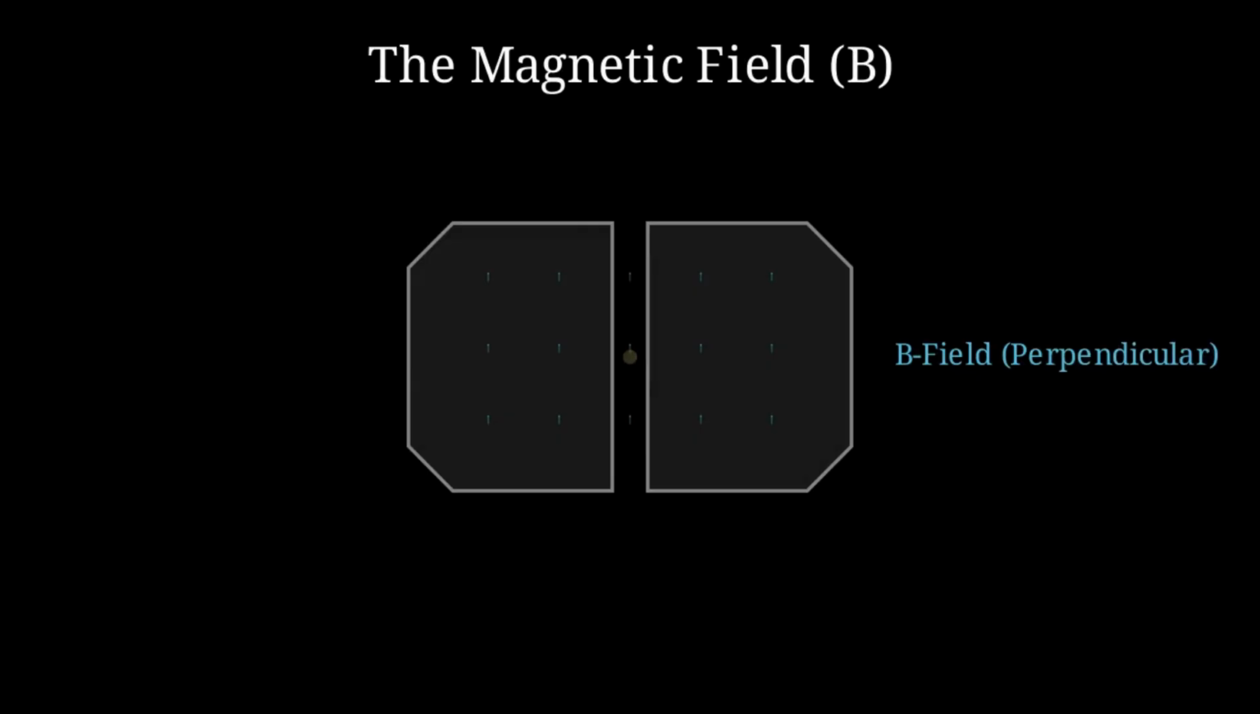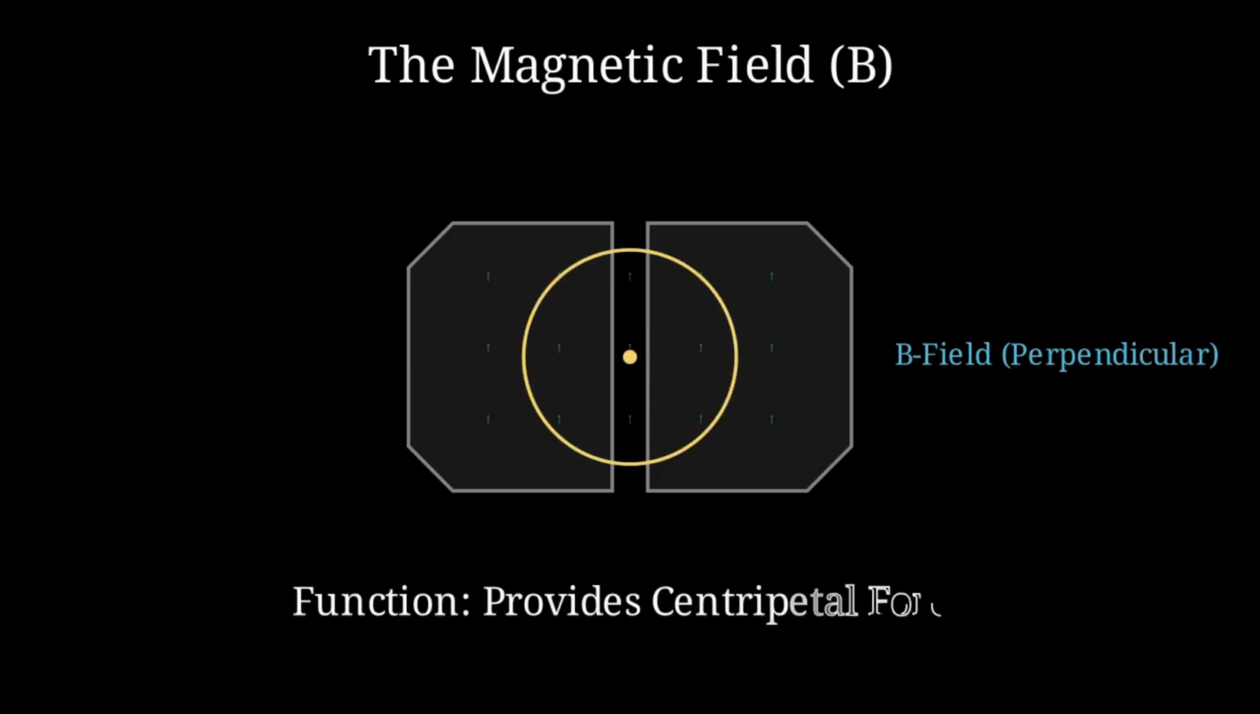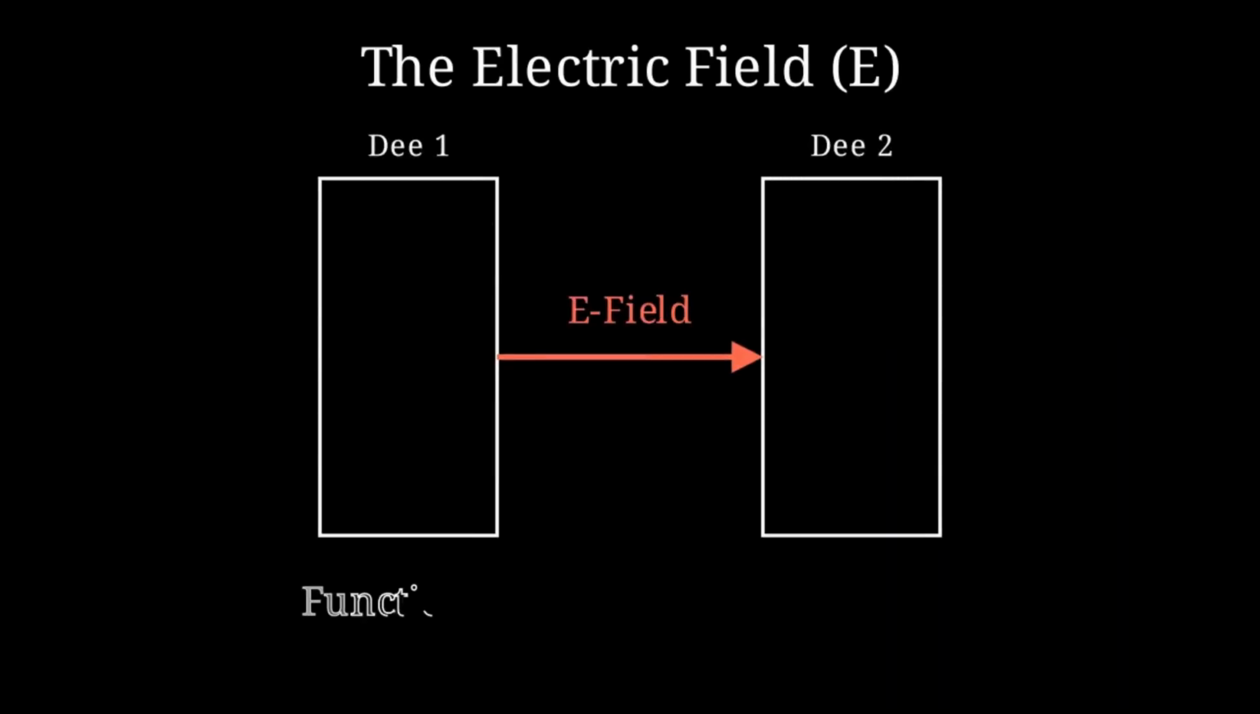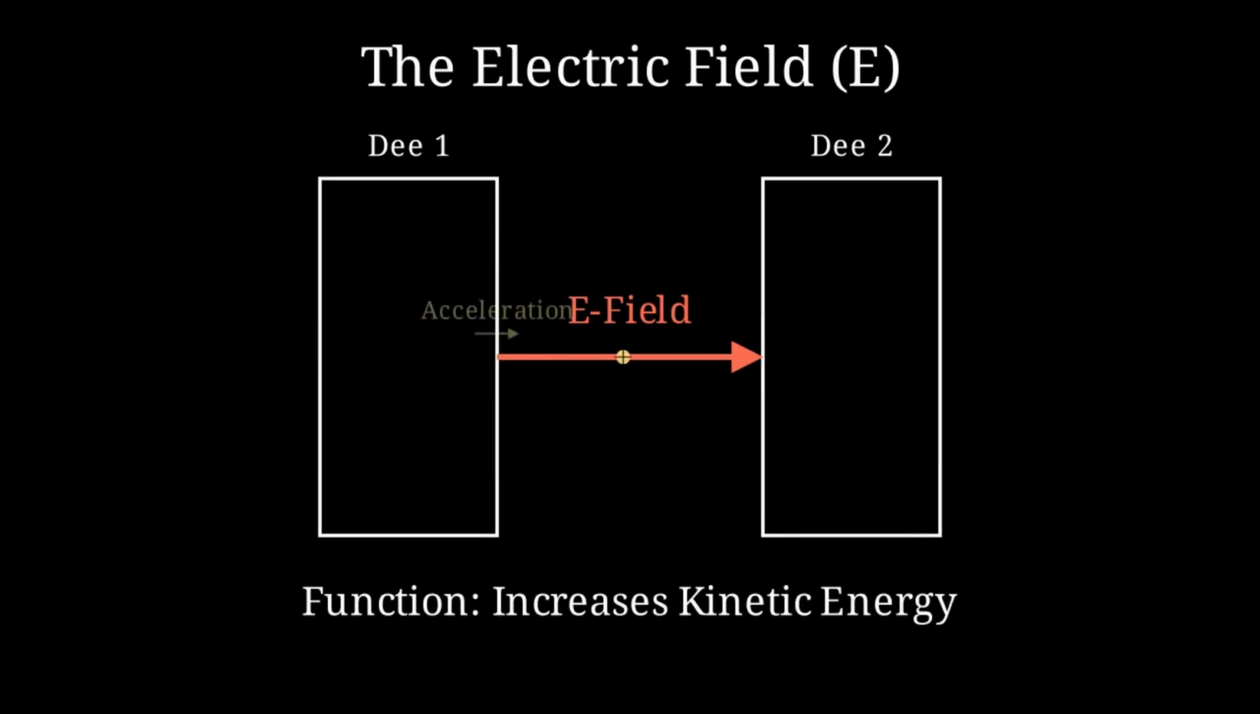According to the Lorentz force law, this field exerts a force on moving charges, causing them to move in a circular path. The magnetic field does no work, it only changes direction. While the magnetic field steers the particle, the electric field in the gap provides the energy. Every time the particle crosses the gap, the electric field pushes it forward, increasing its velocity and kinetic energy. The field must flip direction periodically.